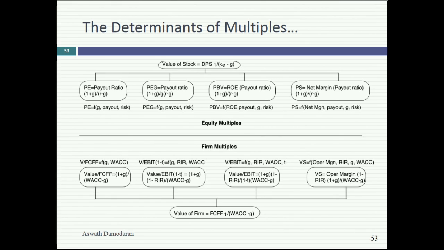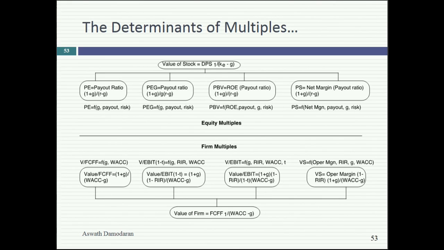With PE, it's growth, payout, and risk. With PEG, it's growth, payout, and risk. With price to book, you throw in return on equity. With price to sales, it's net profit margin. If you gave me an enterprise value multiple, I'm going to go back to an enterprise value model: free cash flow to the firm divided by cost of capital minus growth rate. And with every multiple, I'm going to be able to say, these are the three or four variables you should be controlling for.